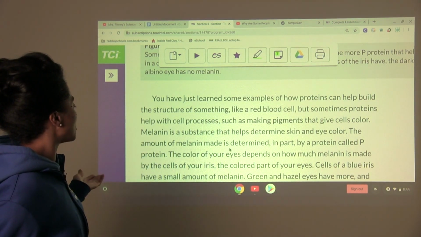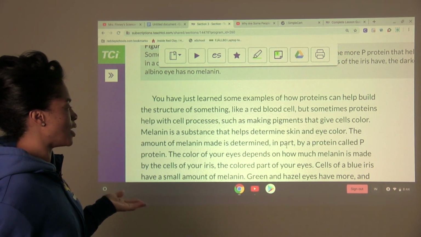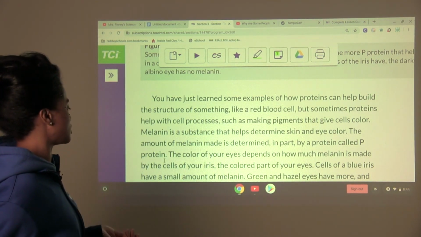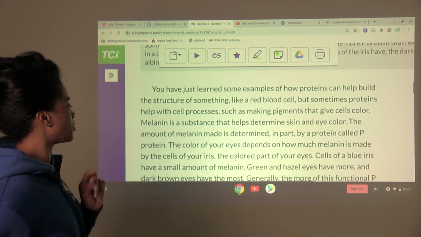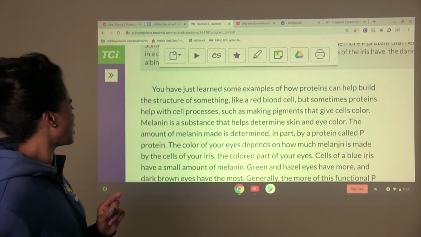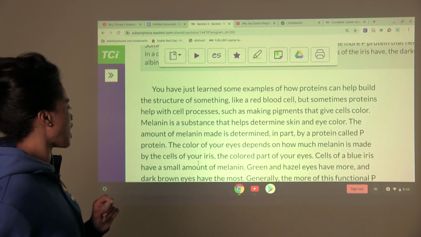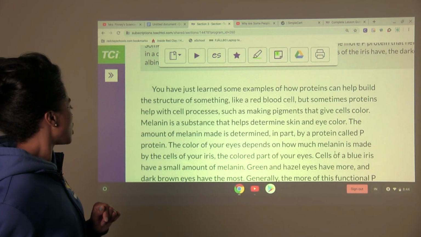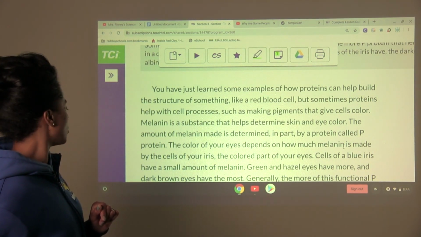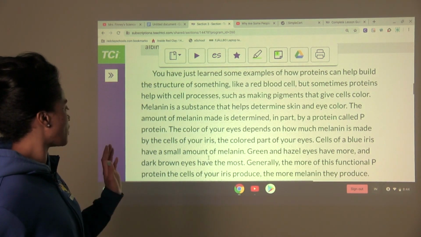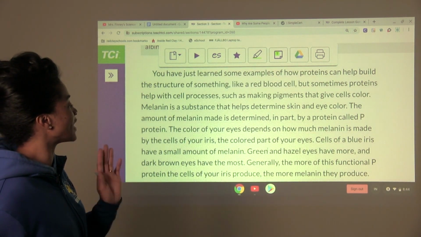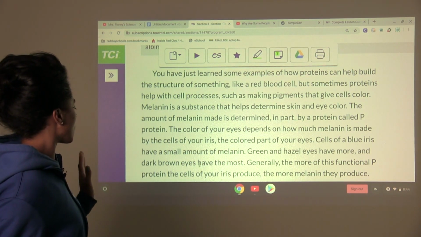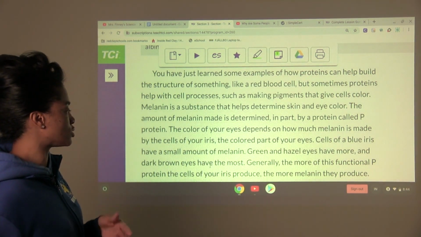The amount of melanin made is determined in part by a protein called P protein. The color of your eyes depends on how much melanin is made by the cells of your iris, the colored part of your eyes. Okay? Cells of a blue iris have a small amount of melanin. Green and hazel eyes have more, and dark brown eyes have the most.